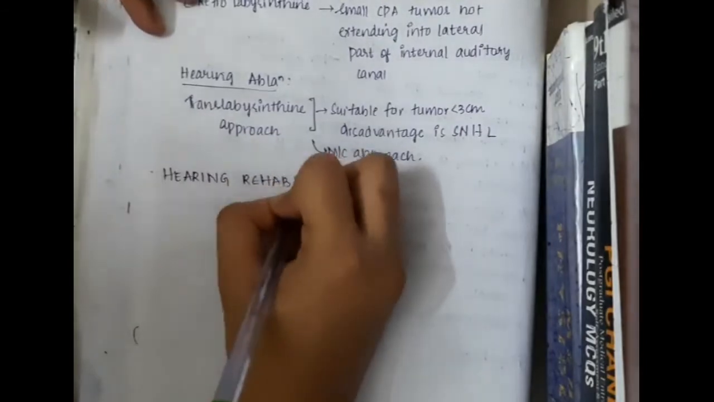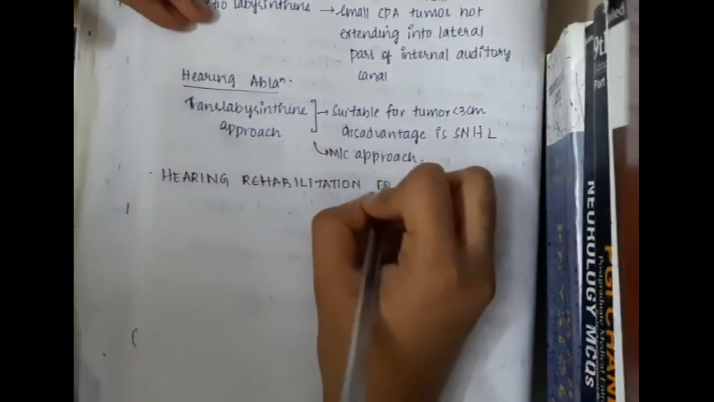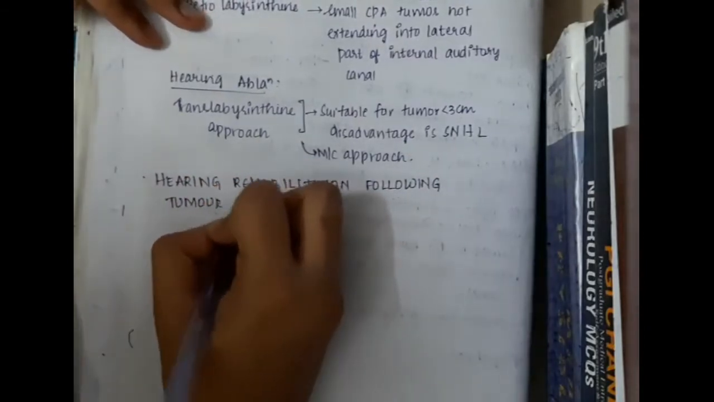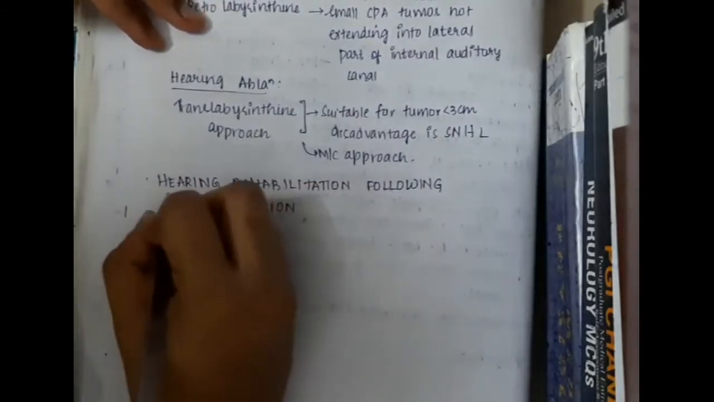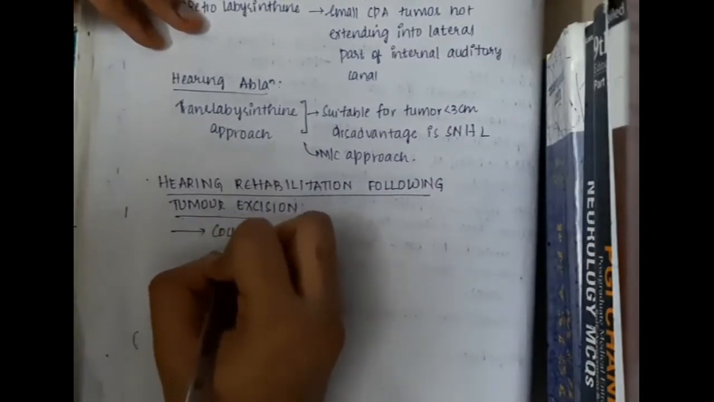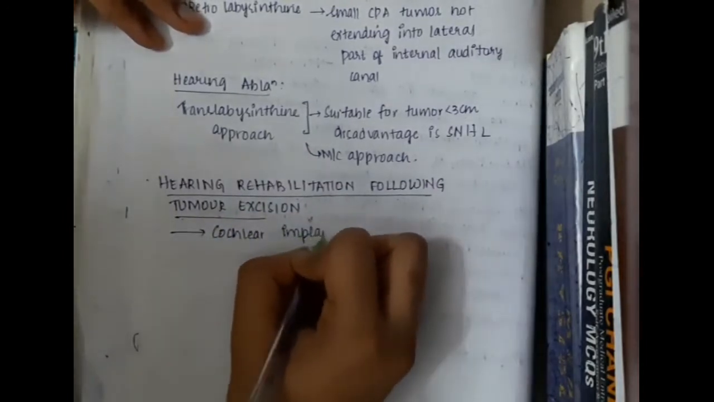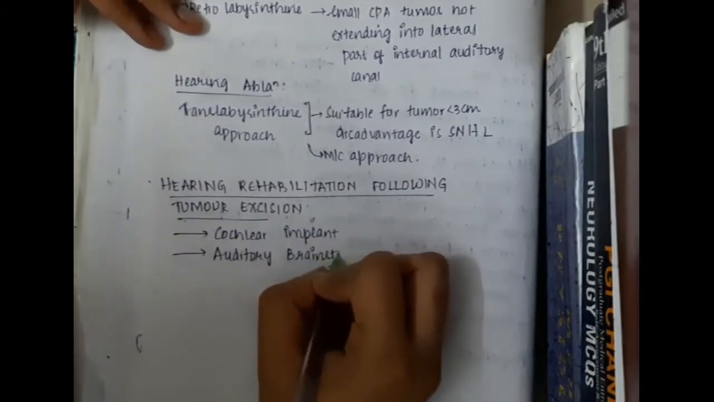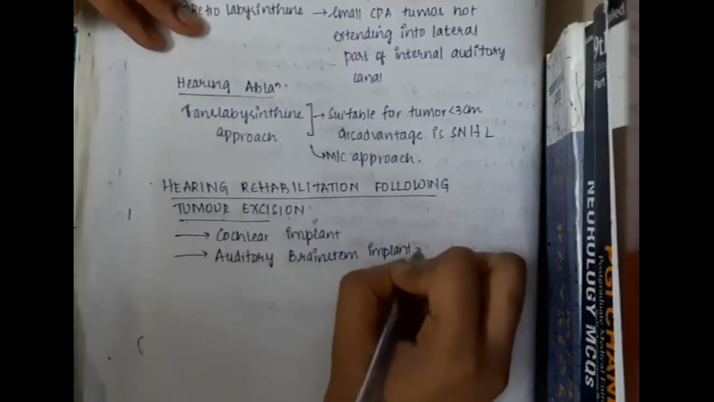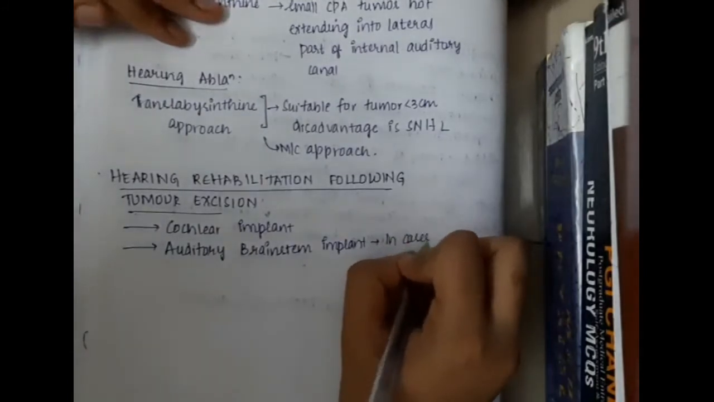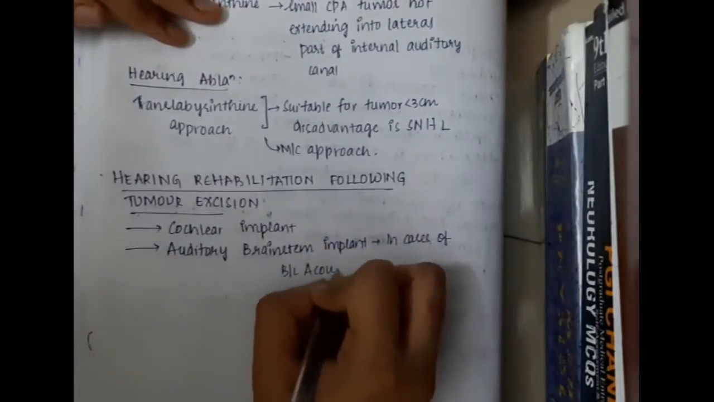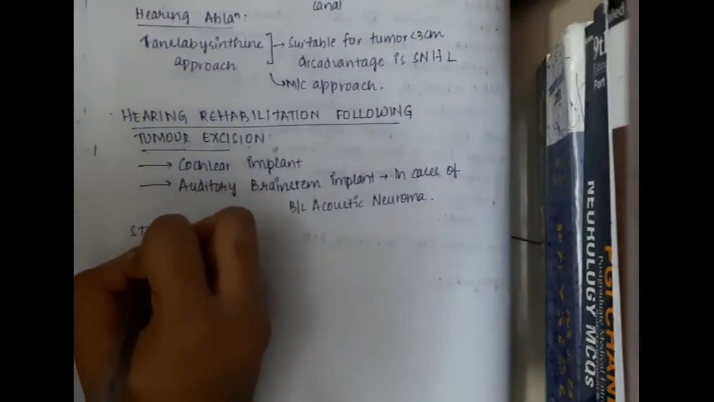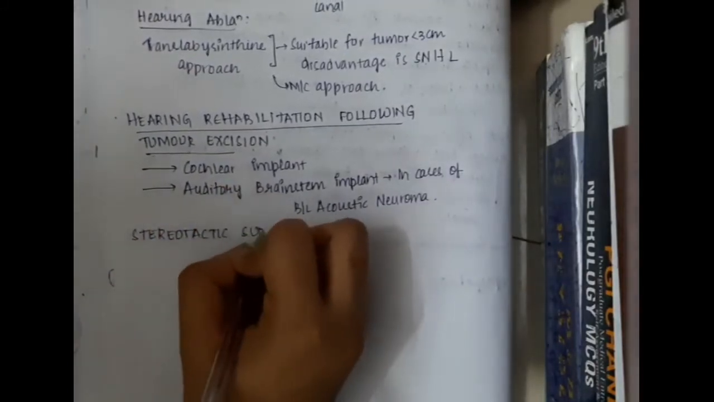Then hearing rehabilitation after tumor excision. After the tumor excision, we maintain hearing of the patient by doing either a cochlear implant or an auditory brainstem implant. Auditory brainstem implant is done in bilateral acoustic neuroma, or else we will do a cochlear implant.